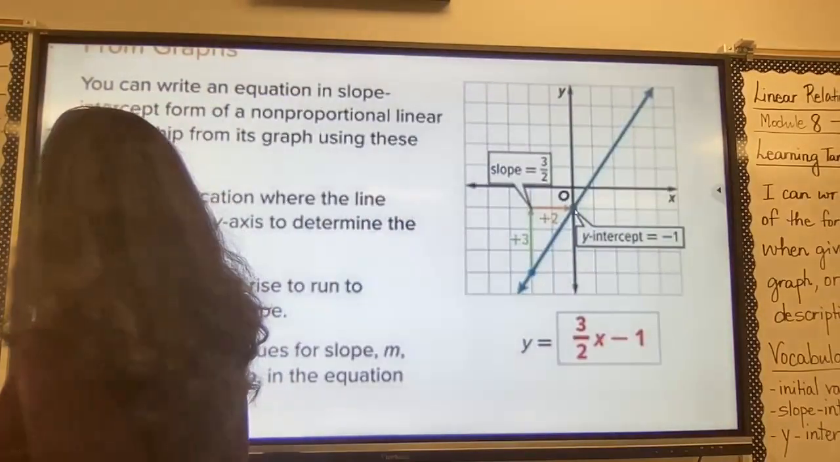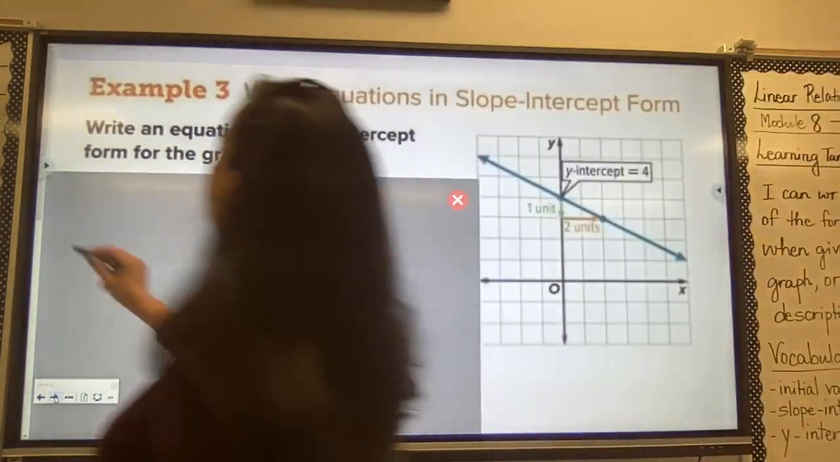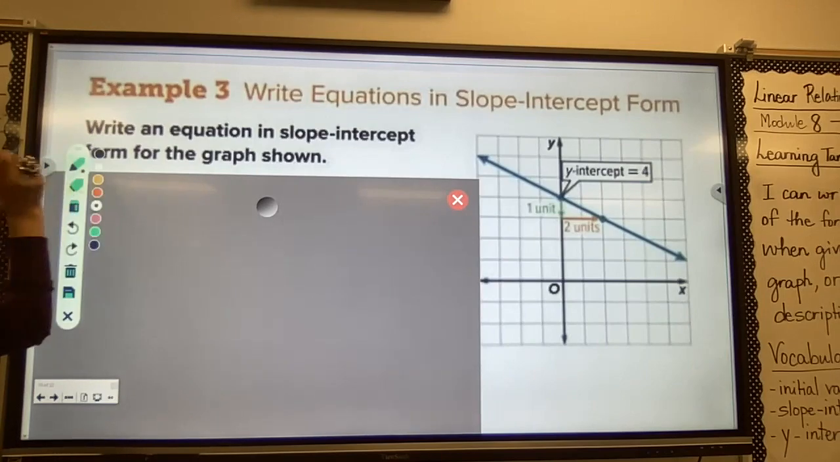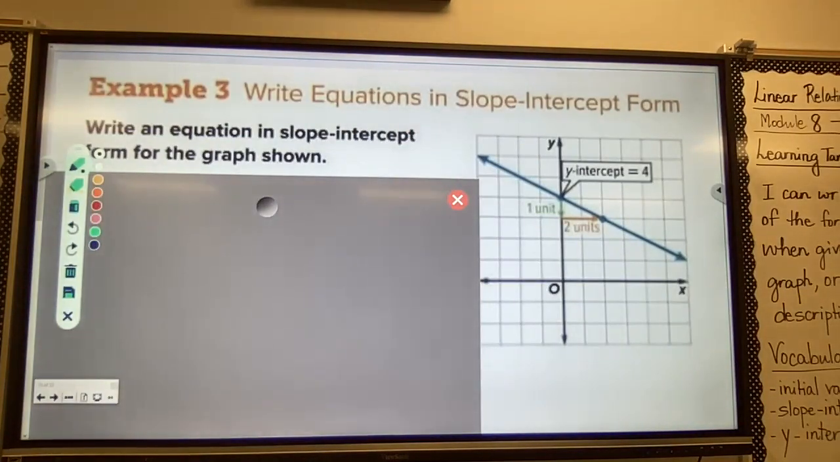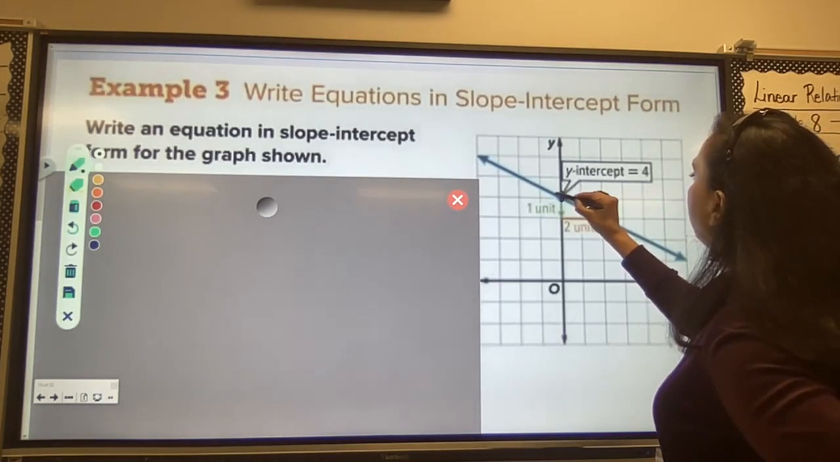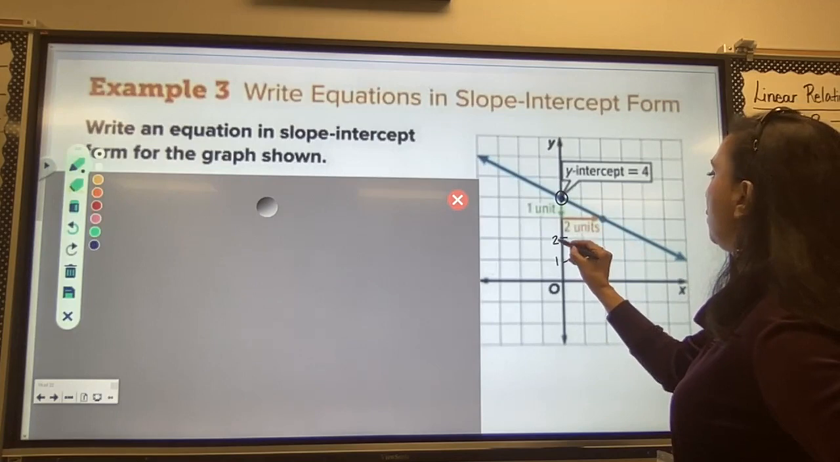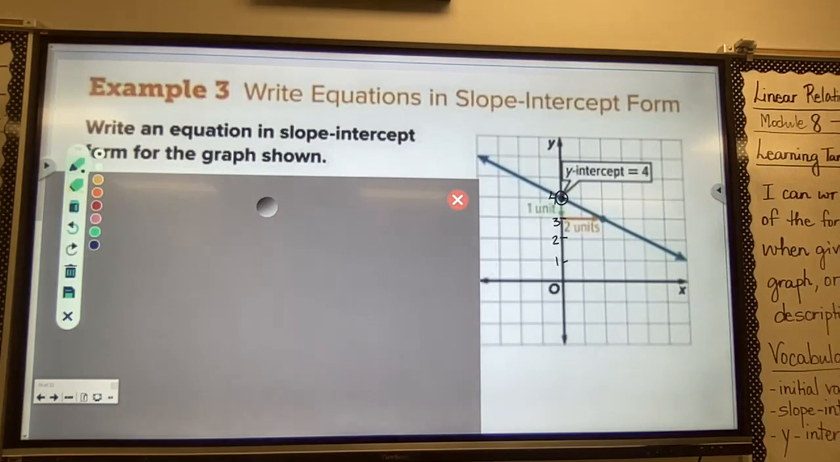So let's do a problem. So let's look at this graph over here, and we are going to write an equation in slope-intercept form. So if I look at this graph, I need to see where is my y-intercept. That means where is my line crossing the y-axis. So I can see that it is here. Okay, so this is 0, this is 1, this is 2, this is 3, this is 4. So where is it crossing? It's going to be the y-axis at 0, 4, right?